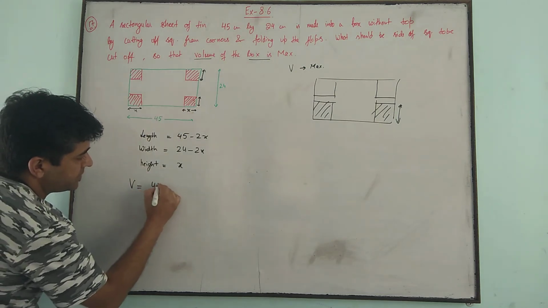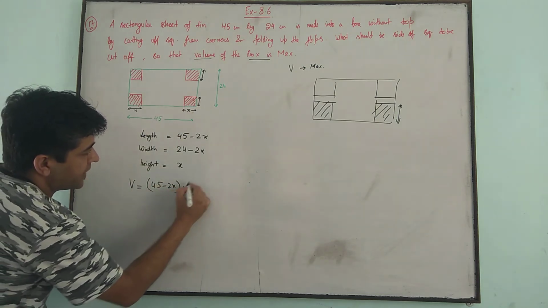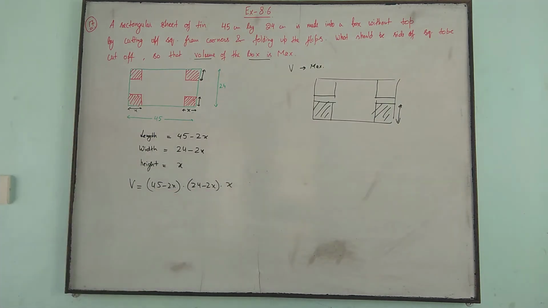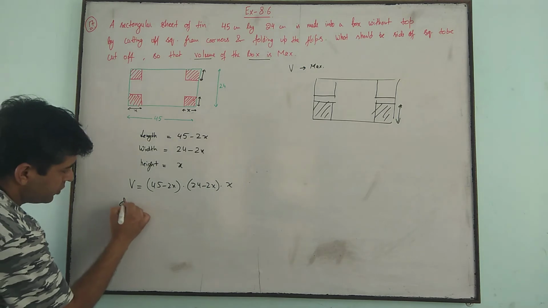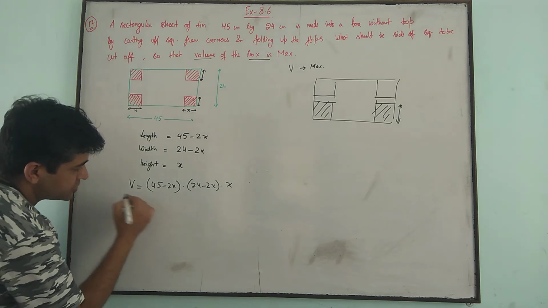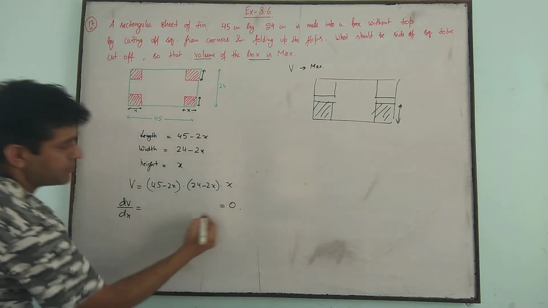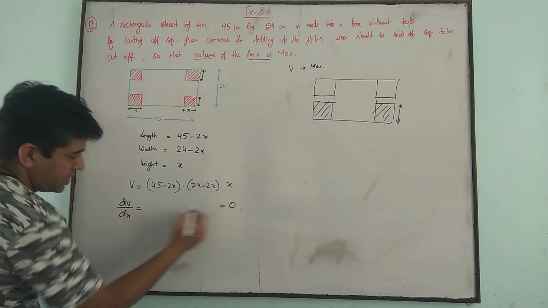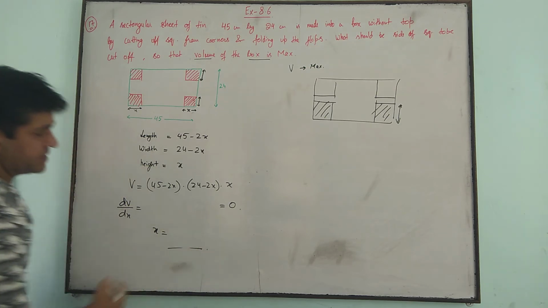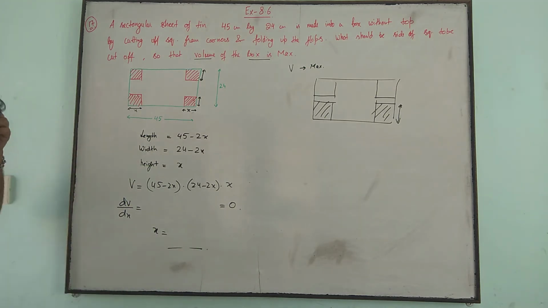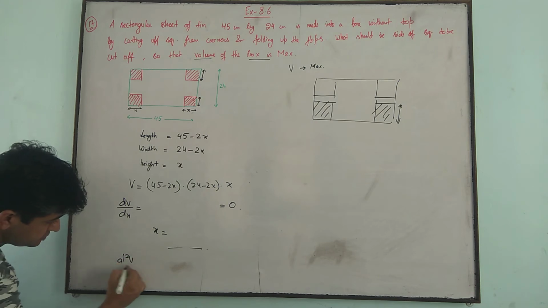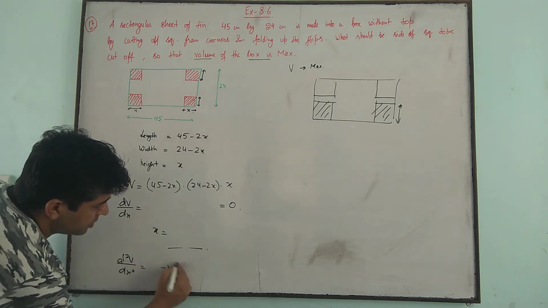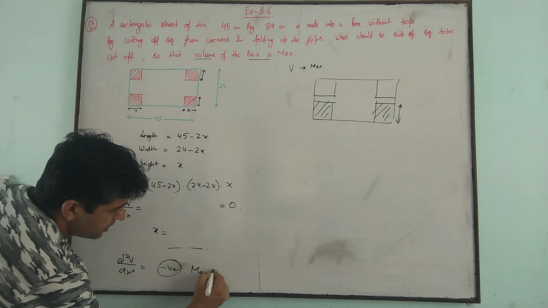Volume is length into breadth into height. That is, volume depends on a single variable, differentiate it, and for maximum or minimum put it equal to 0. After differentiating, put it equal to 0, then you will get the value of x at this point, and then find the double derivative, and that must come negative to get maximum volume.